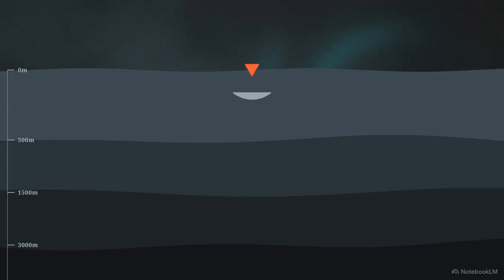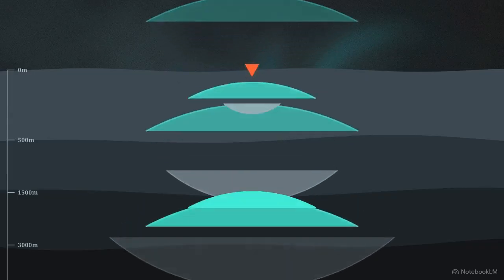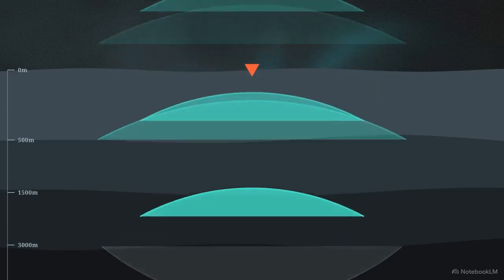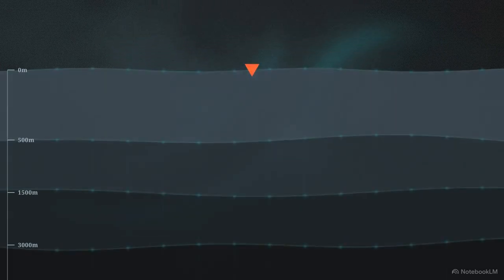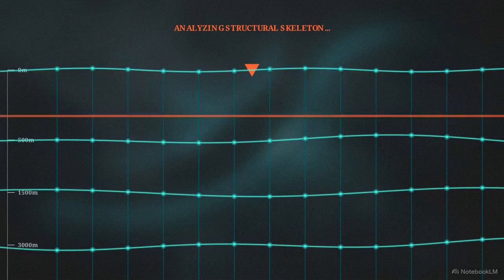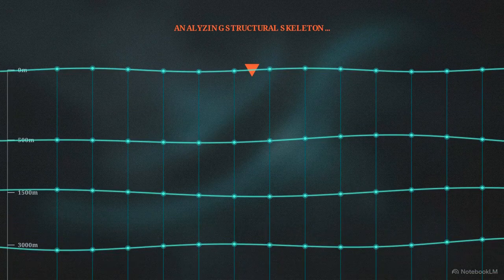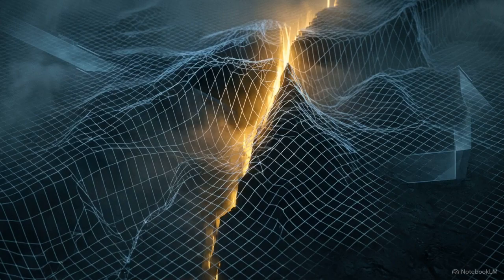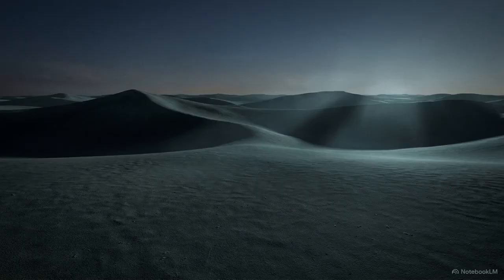The process begins by sending acoustic seismic waves deep into the crust, using the reflections to scan the rock layers like sonar. By calculating the transit time and intensity of these echoes, the system builds a wireframe skeleton of the underground architecture. This mapping identifies the boundaries of the reservoir and the exact location of tectonic faults before any equipment is deployed to the site.